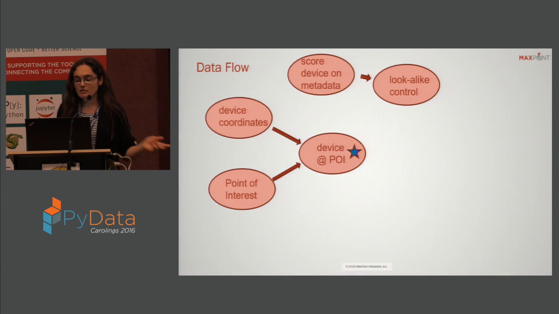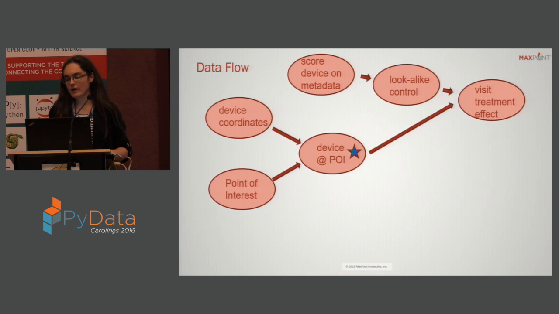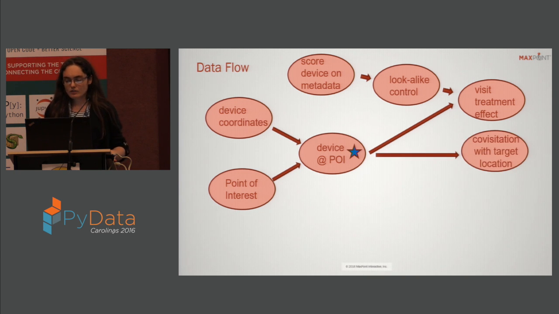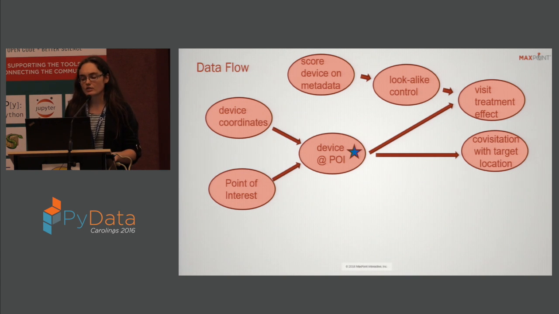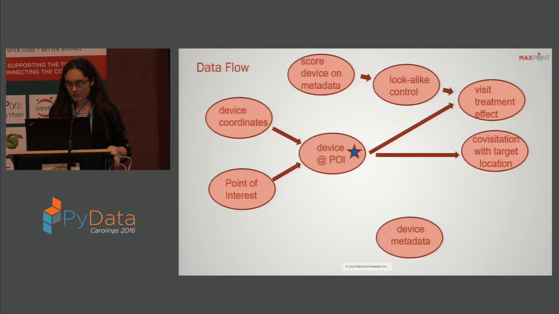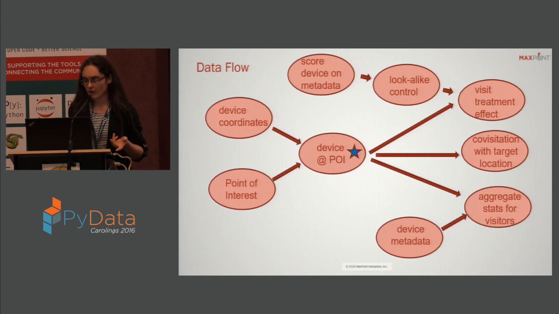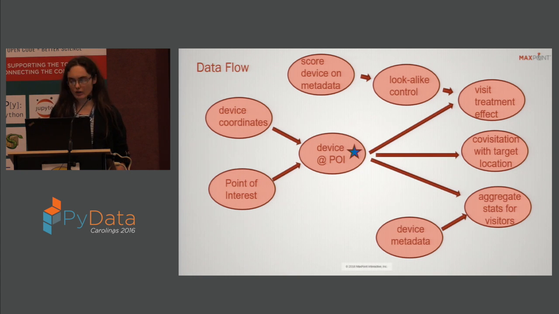So we can score devices on metadata, whether that's any data that you have about your organism or person, and create a lookalike control. And then you can measure a visit treatment effect. Also, once you have a device at a POI, you can look at co-visitation with your target location. So we can look at, okay, cats come to my house, they come to my neighbor's house, where else do they go? And then you can also get aggregate statistics if you have device metadata on the visitors that came to whatever point of interest you're interested in.